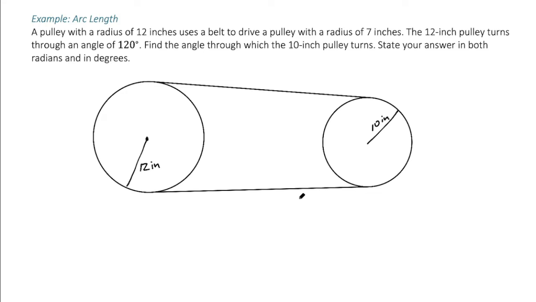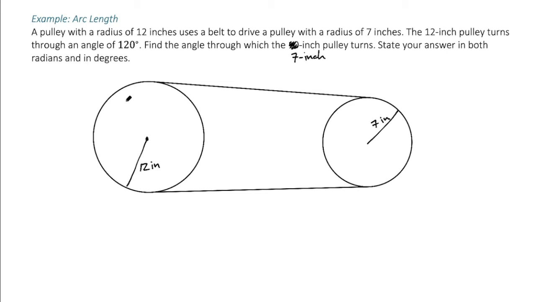And I'm sorry, I think this is stated wrong. It says a belt used to drive a pulley with a radius of 7, and then we've got this random 10-inch. Let me fix that. So this right here should be 7 inches. Now the question actually makes sense. All right, so we've got our pulley of radius 12, pulling a pulley with a radius of 7. This pulley with the 12-inch radius rotates through an angle of 120 degrees.